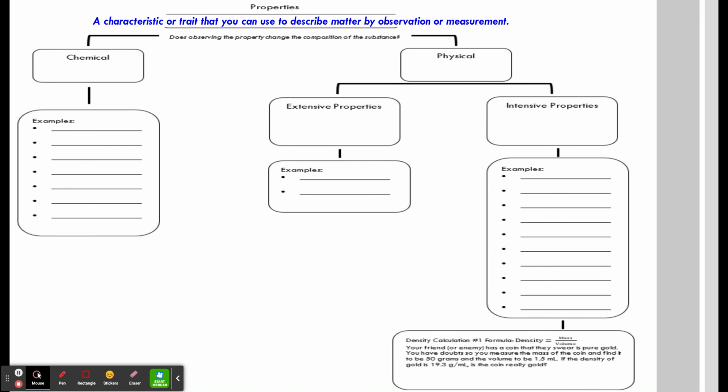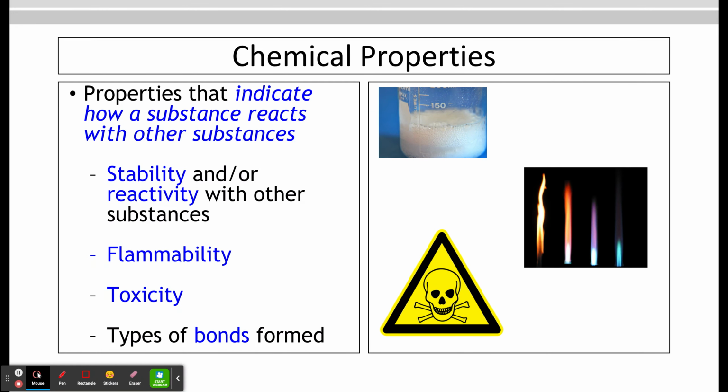So if you're taking notes, it would be at the very top. Does observing the property change the composition? What it means is, by performing the reaction, does it change what it is? If it does, that's what's known as a chemical property. A chemical change means that you are changing the substance. You're making a brand new substance. The big thing is you create a new substance. So that is reactivity, flammability, toxicity, and the types of bonds formed.